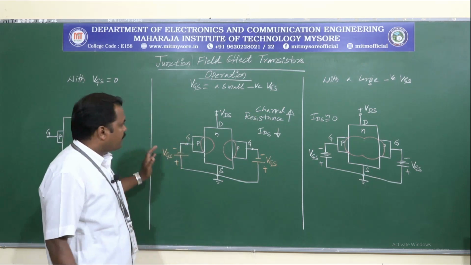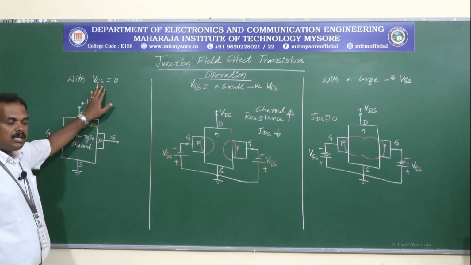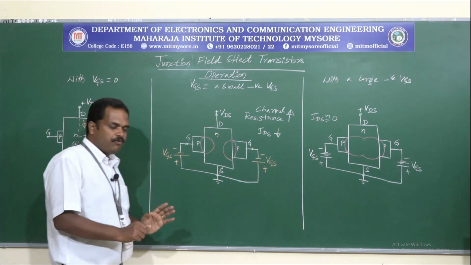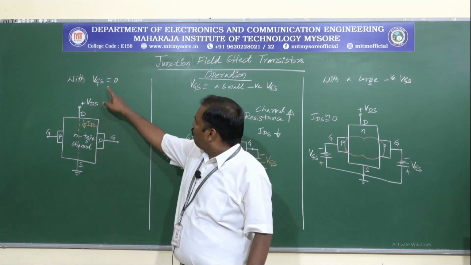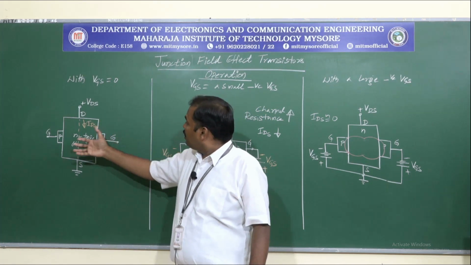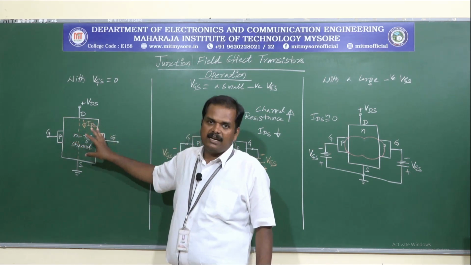So we have three different conditions here. In all three conditions, we have considered a positive drain to source voltage. Now when VGS is equal to 0, when the gates are kept open, there are no restrictions for the charge carriers to move around in the channel region.